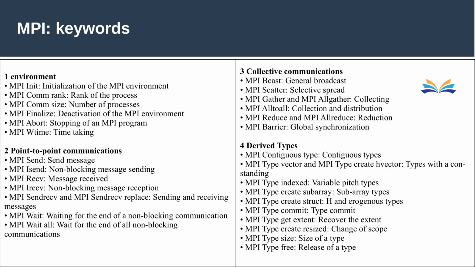MPI init initializes the environment, while MPI com rank and MPI com size determine process rank and number. MPI finalize deactivates the environment, and MPI abort stops programs. MPI W time measures execution time. Point-to-point communications include MPI send, iSend, receive, iReceive, and send receive for message exchange, with MPI wait and wait all managing non-blocking operations. Collective communications involve bcast, scatter, gather, all-to-all, reduce, and all-reduce.